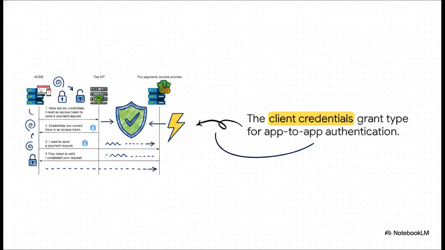In this scenario, the Acme app itself authenticates directly with the identity provider. The Acme app hands over its own hard-coded client ID and client secret, essentially acting as its own username and password. The IDP verifies the app's identity and issues an access token directly to the Acme server. Armed with this token, the Acme app can now securely ping a third-party backend, like a payment service provider, to process overnight transactions completely automatically.